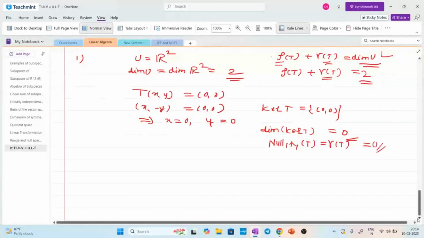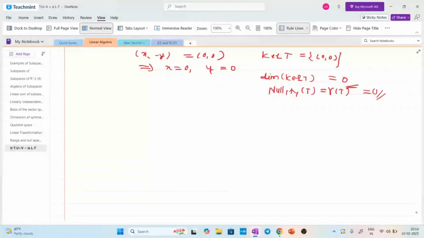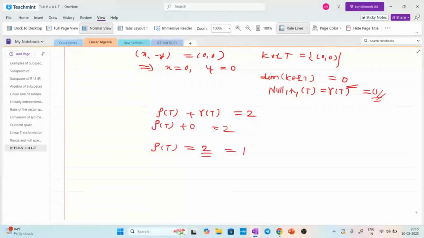Now see, rank of T is not needed here. What do we need? Rank of T means rho of T. Rho of T plus gamma of T is equal to 2. By using this calculation we can find the gamma of T equal to 0. Put here gamma of T plus 0 is equal to 2. Therefore the rho of T is 2, therefore rho of T, which is the rank of T, is equal to 2.